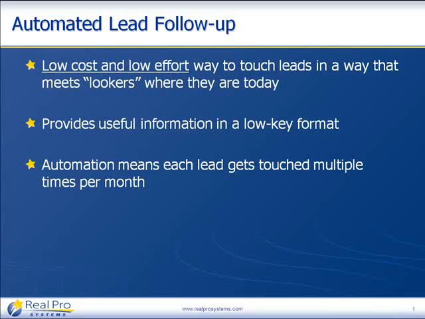Automation means that each lead can get touched multiple times per month. We use what we call a drip campaign. A campaign is nothing more than a series of emails that go out to a particular kind of lead and operate in sequence to hopefully motivate that lead to get in touch with you to go further. And so the power of an automated drip campaign means that each lead can get touched multiple times per month without any additional effort on your part.